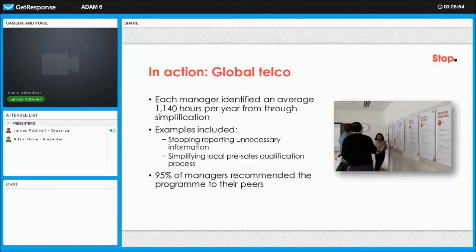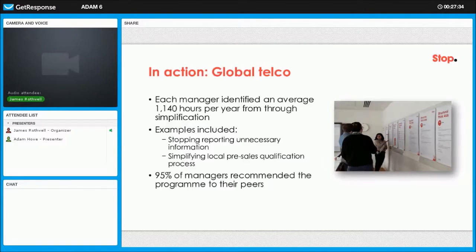We thought it would be helpful just to finish off by sharing the case study that we've mentioned a couple of times on this webinar. So the global telco, the result of using this tool as part of the wider toolkit is that each manager that went through this program, and you can see a couple of them on the right hand side, managed to create plans, so not even identify, they identified and created plans to create an average of 1,140 hours per year through simplification.